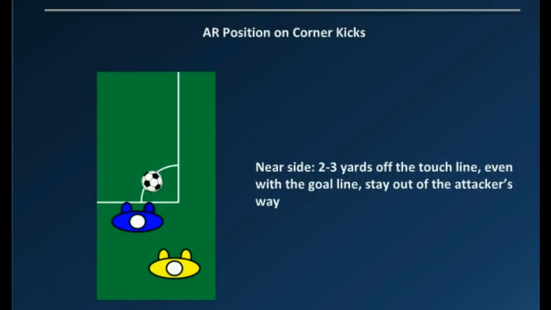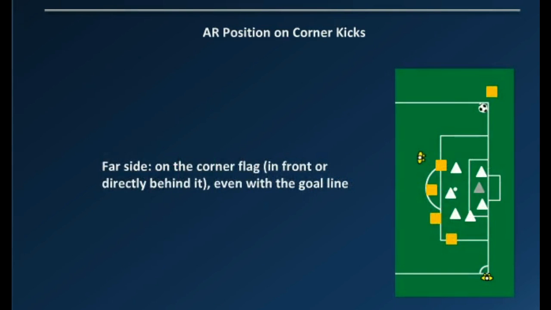The AR's position on a corner kick depends on which side of the field the kick is taken from. If the kick is taken from the AR's corner arc, the AR will stand back about 2 to 3 yards so as not to interfere with the kick. Once the ball is put into play, the AR should move back up to the flag along the touchline. If the kick is taken from the opposite arc, the AR should stand at the flag.